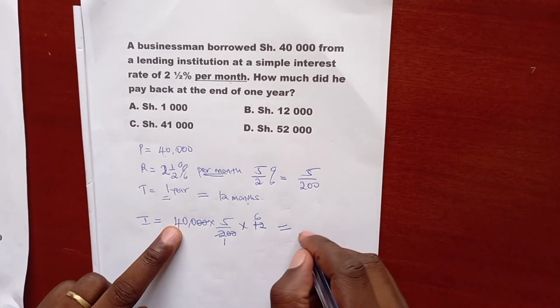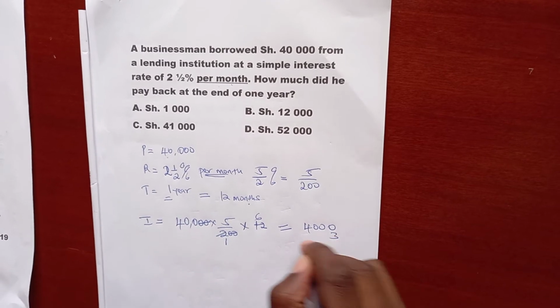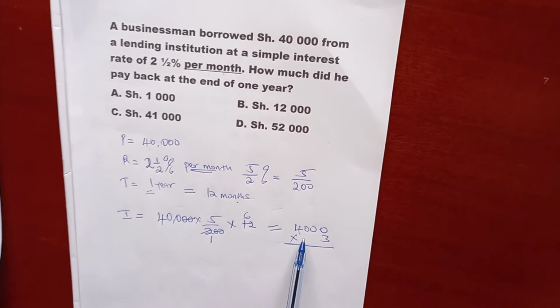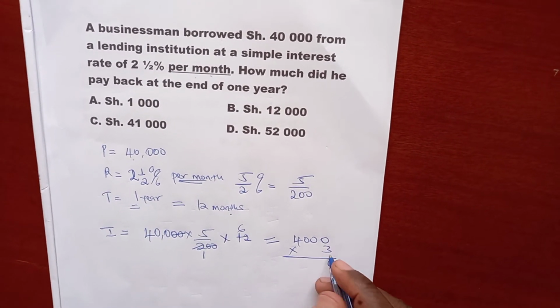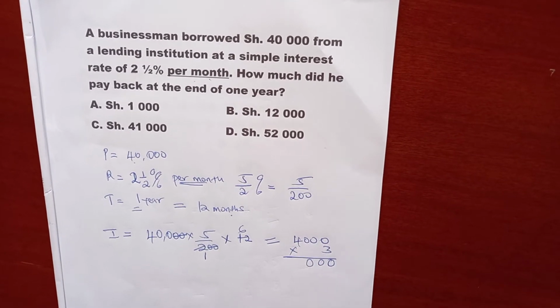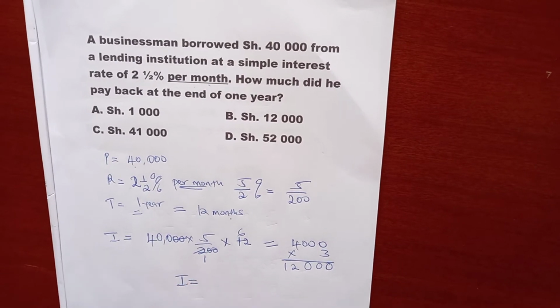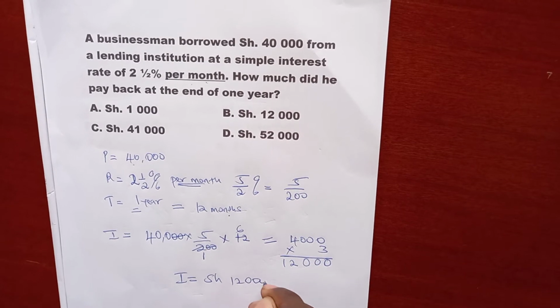So we multiply 400 times 30. We place 0 there. We multiply by 3. Learners, I hope being in class 7 and 8, you'll know when we place the 0 there. 0 times 3, 0. 3 times 0, 0. 3 times 0, 0. 3 times 4, 12. So our interest, similar to the one we had done previously, is shillings 12,000.